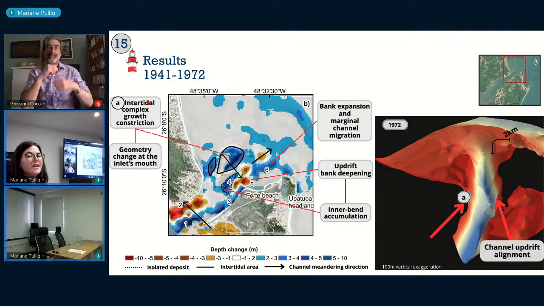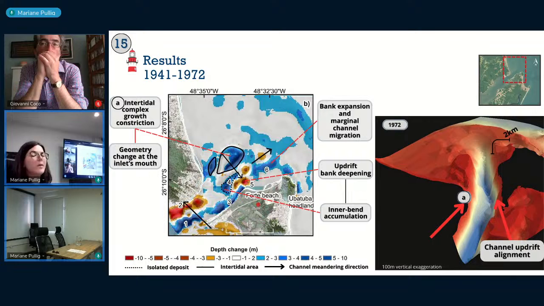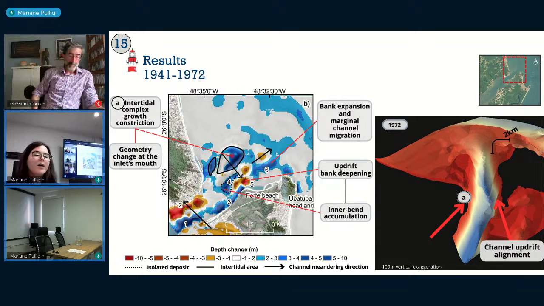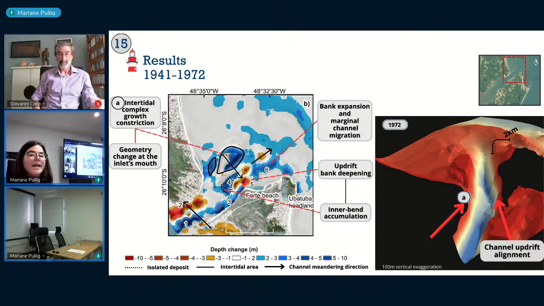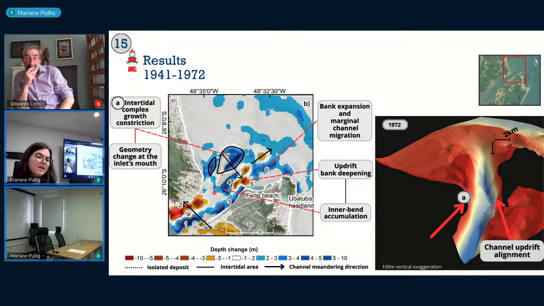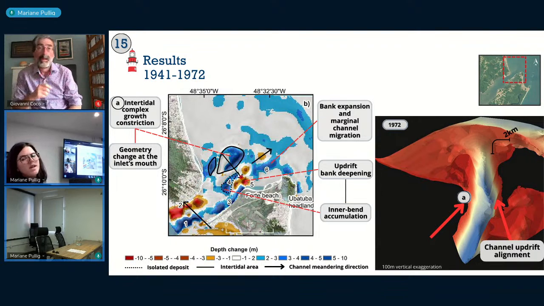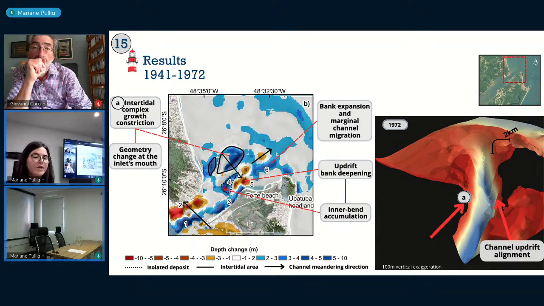During this period, we believe the intertidal complex, as I just explained, played a key role in creating a new geometry and established mid-channel deposits on the inlet's mouth. That's because while the intertidal complex expanded, the inlet's mouth impinged against the southern lobe, and this creates a secondary flux that leads to the formation of an inner bank deposit, which means that while the channel bends, it scours one side of the bank and deposits sediment on the inner bank, on the inner curve accumulation.